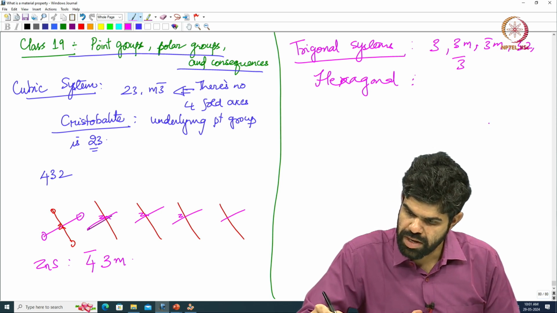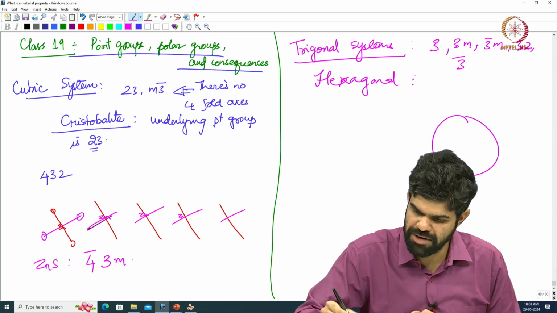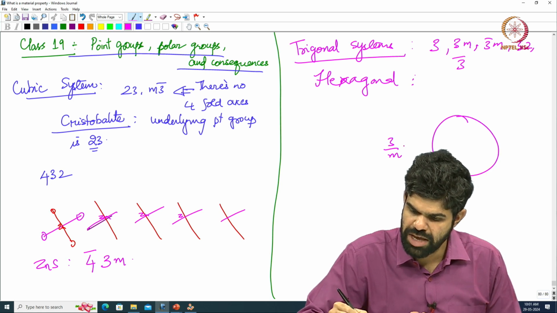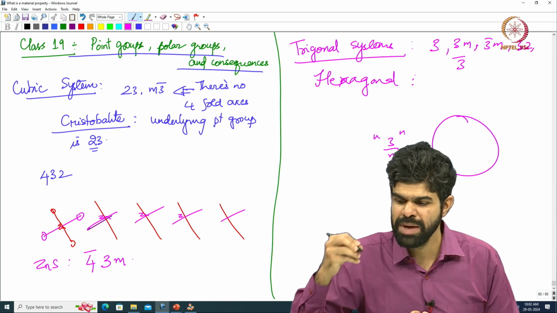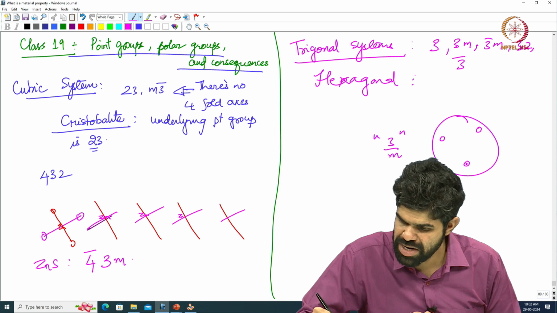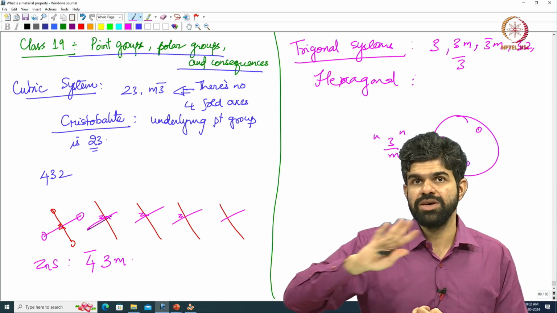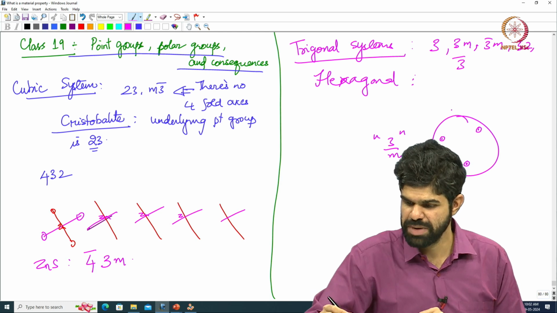So 3 by m becomes 6 bar, right. If I have a point group which is 3 by m, then I am going to put my entities here, here, here, but the entities are also getting mirror reflected with respect to this plane, right. So this plane is my mirror plane.